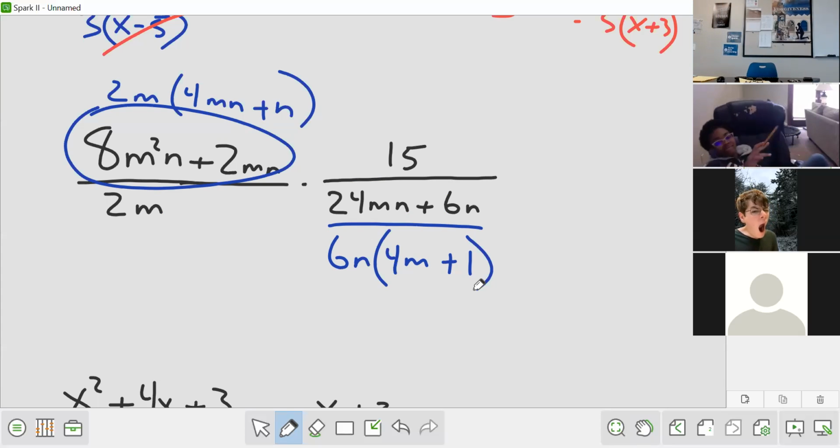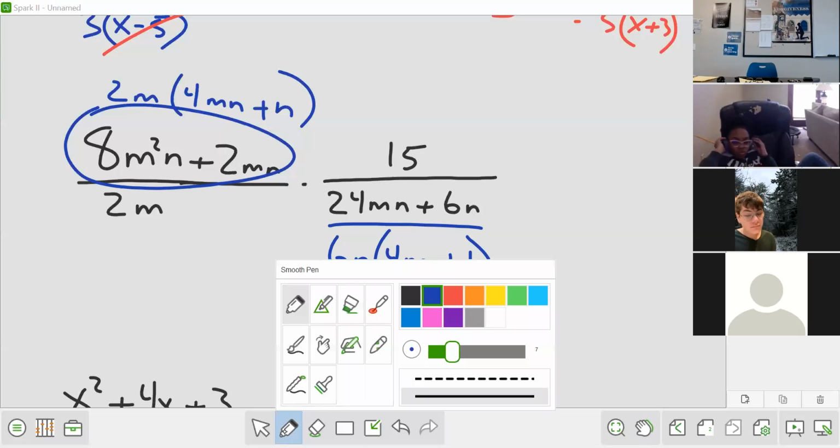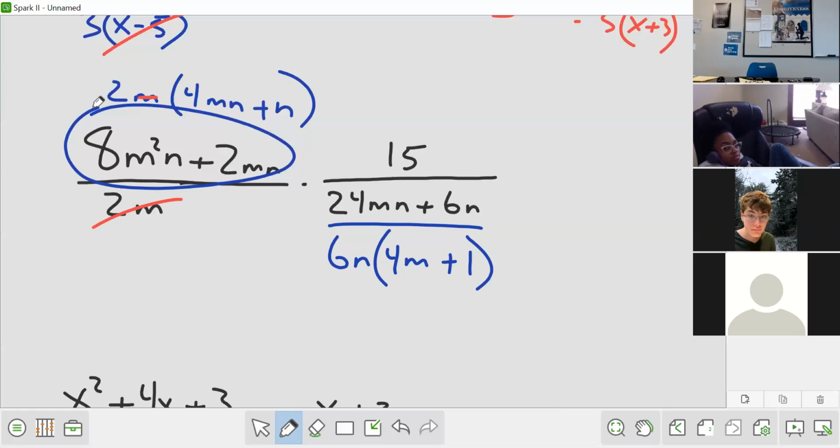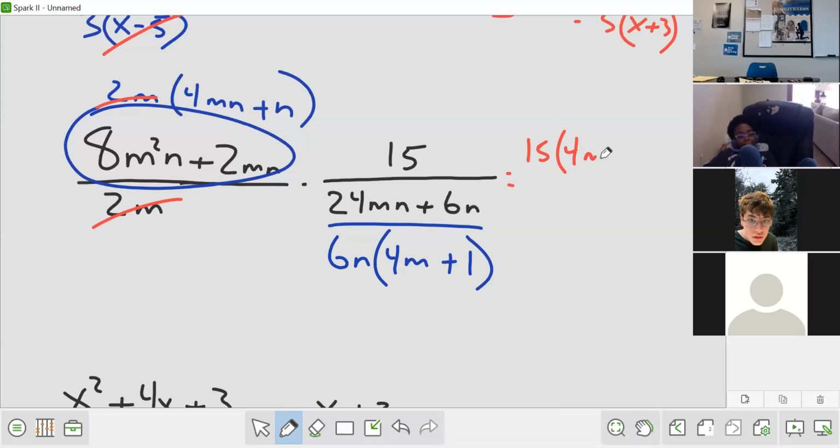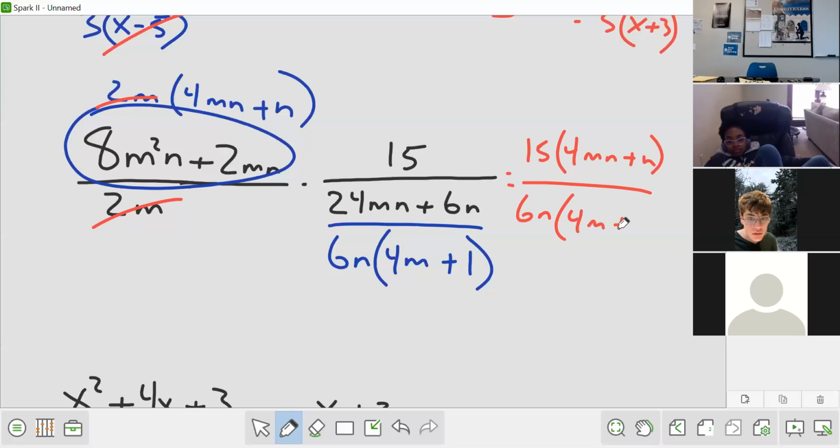Well, I can cross cancel these two things out right away. I think that's about it. I get a 15 times 4mn plus n over 6n times 4m plus 1.